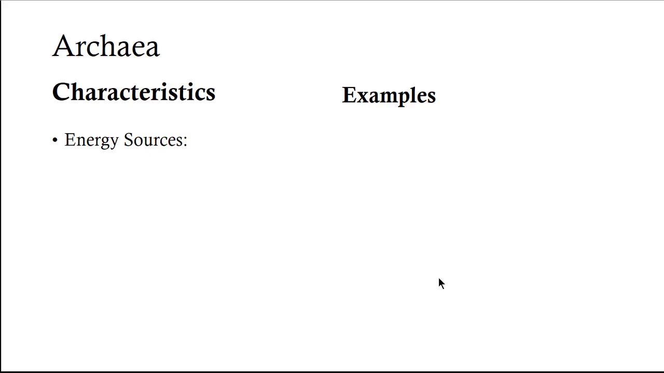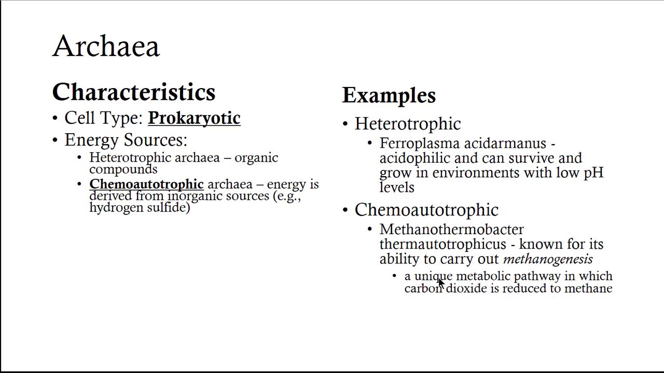Archaea is the next example, and archaea are also prokaryotic. So what that means is that they have a simple type of cell, similar to bacteria. Archaea are more unique in that they have more diversity in the way that they can acquire energy. So they can also be heterotrophic, which, like the bacteria, feed off of predetermined organic matter. They basically just feed off of either living or dead things.